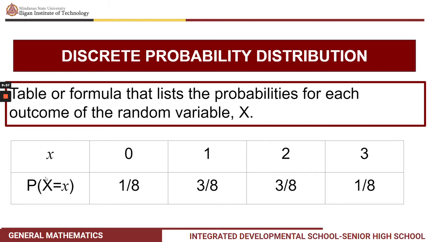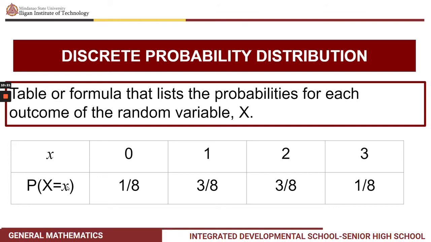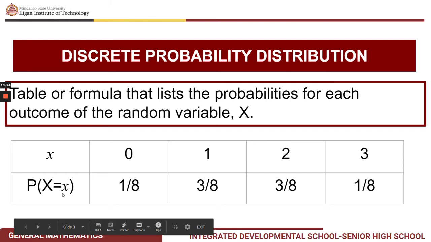And then we have 0, 1, 2, and 3. Then below it is the probability that the random variable is equal to that value x. Don't be confused. This big letter X is just your random variable, and this small letter x is the values it can take. So this is the probability that the random variable is equal to 0, to 1, to 2, to 3. That's all this means. Some books use probability of big letter X only, but this is what we use.